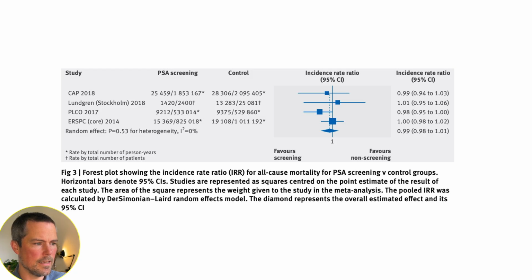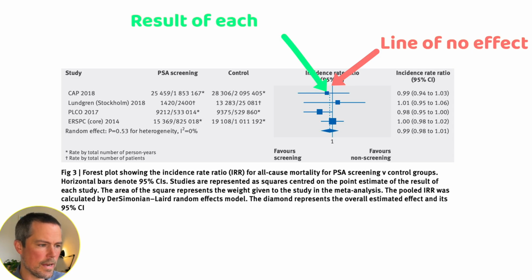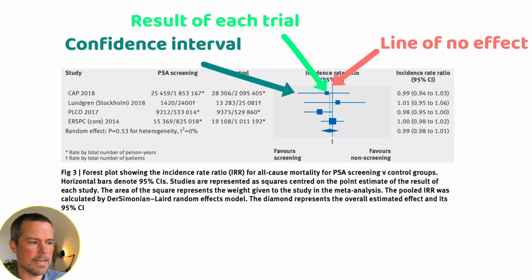Here we can see there are 4 rows, and each row reflects one large randomized control trial. This line here represents something called the line of no effect. Each randomized trial is summarized with a square being the result of the trial, and the confidence intervals reflecting the lines around the square. So if the line crosses the line of no effect, this study is not statistically significant.